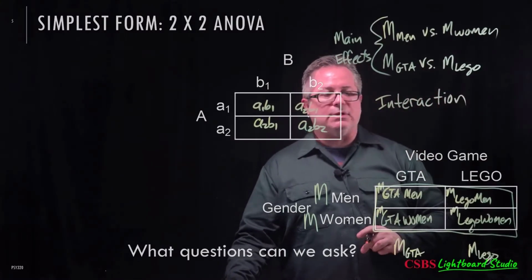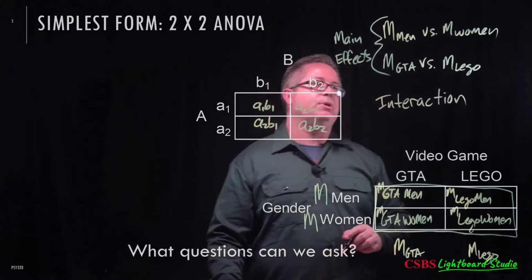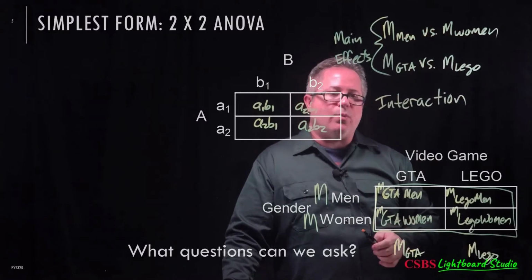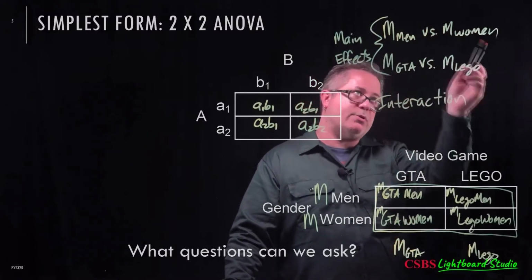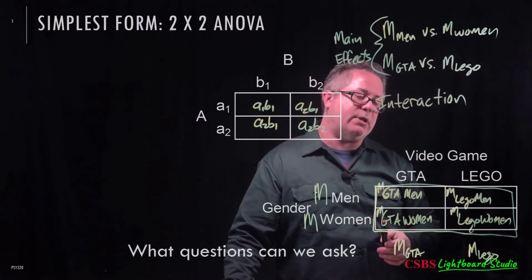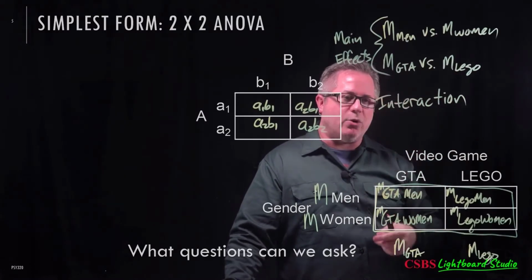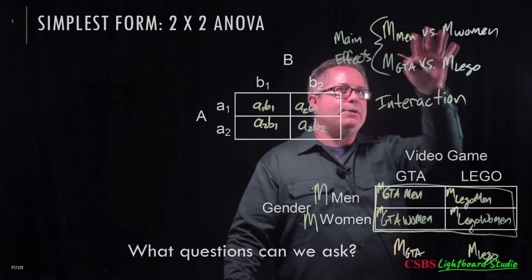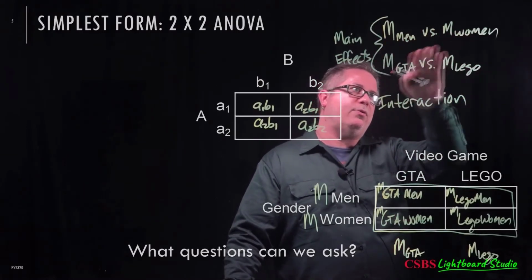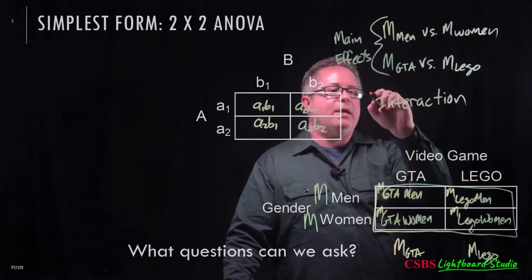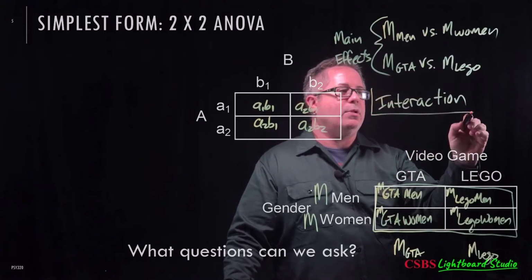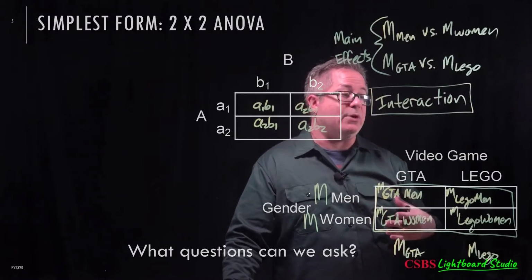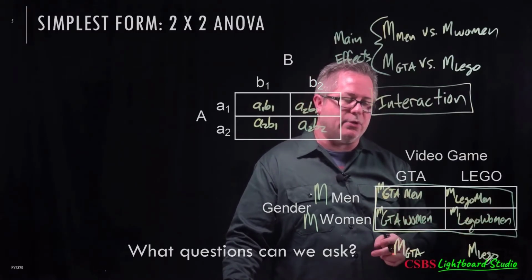So one of the things that these factorial designs do is they allow us to test hypotheses as if they were one-way ANOVAs by themselves. I can do just men versus women. I can do just Grand Theft Auto versus Lego as separate one-way ANOVAs, or even as independent samples t-tests. But what I can't do in either of those alone is to see how those variables impact one another, or work together to impact the outcome, which in this case is aggression.